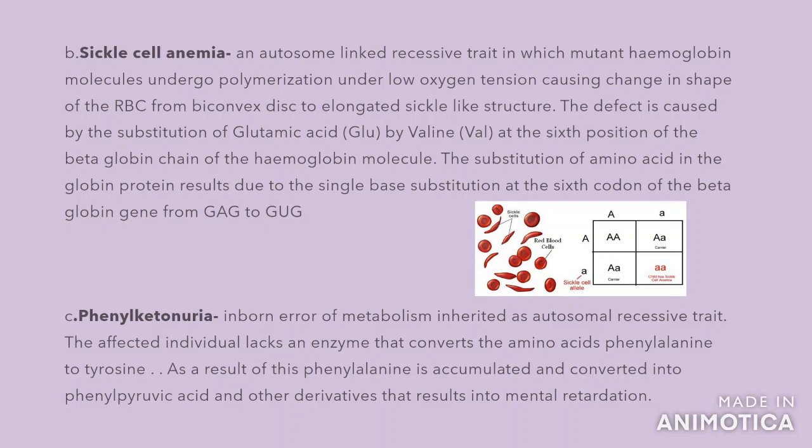Phenylketonuria, an inborn error of metabolism inherited as an autosomal recessive trait. The affected individual lacks an enzyme that converts the amino acid phenylalanine to tyrosine. As a result of this, phenylalanine is accumulated and converted into phenylpyruvic acid and other derivatives that result in mental retardation.